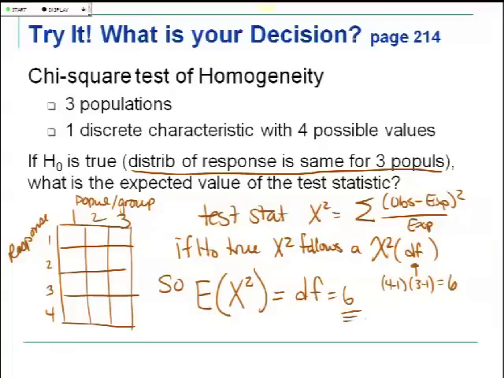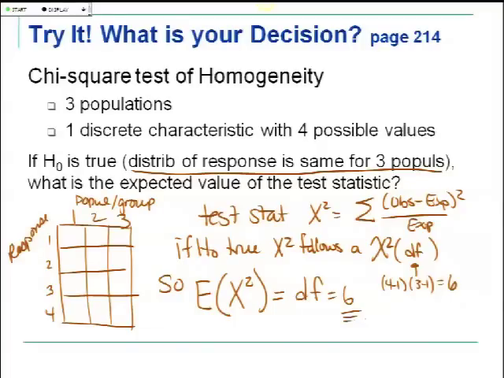Because what kind of values lead you to reject the null hypothesis in a chi-squared problem? Only those values that are large. Only when the distances between the observed and expected are big do you reject. So if I get 6 or anything less than 6, I know my decision. It'll be stay with H-naught. If I were to get 8 or 10 or something bigger than 6, I'd have to find the p-value to know if it is extreme enough or not. Good. All right, there's our homogeneity.